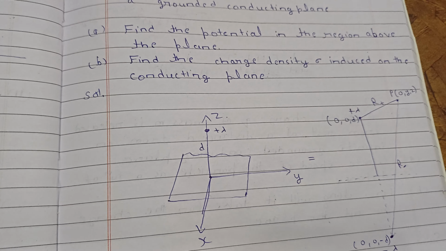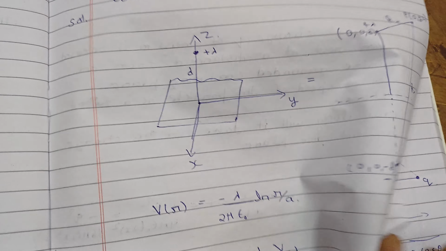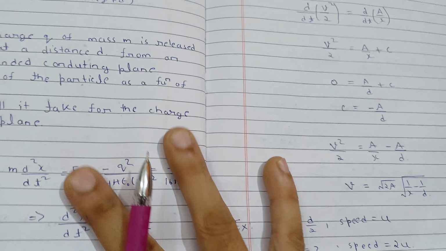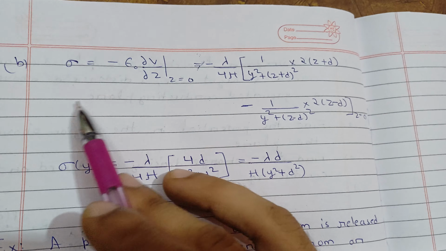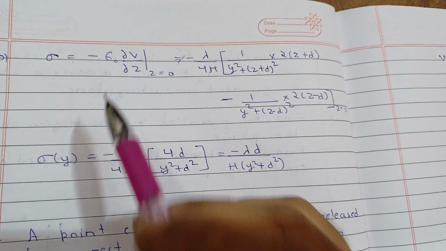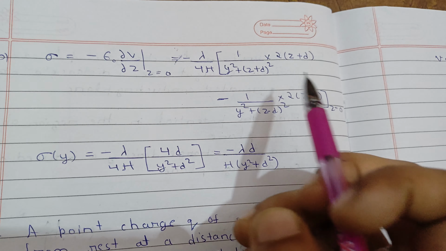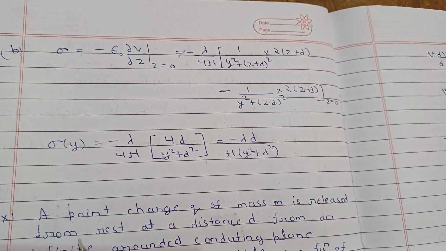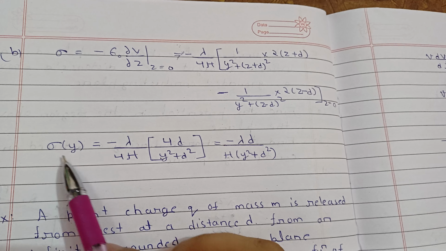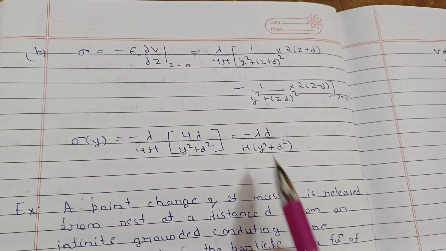For the charge density, we know the formula: sigma equals minus epsilon dV by dn, or dV by dz, at z equal to 0. So this will be your charge density formula, and you already know the potential. Just take the differentiation and put z equal to 0. This will be your charge density, and it is a function of y. Okay, so that's how we find it.